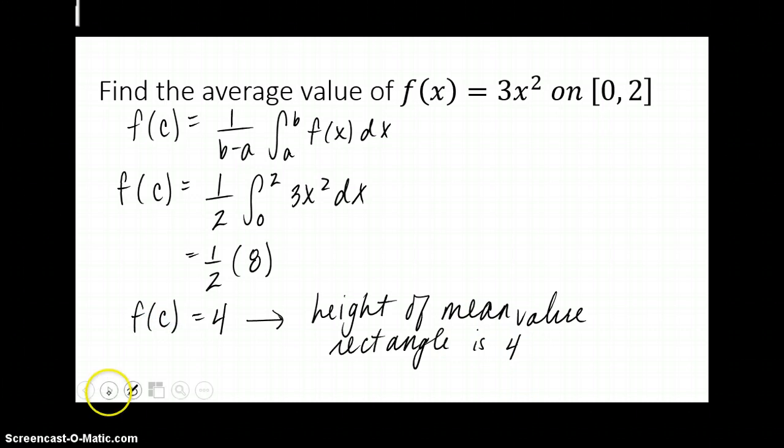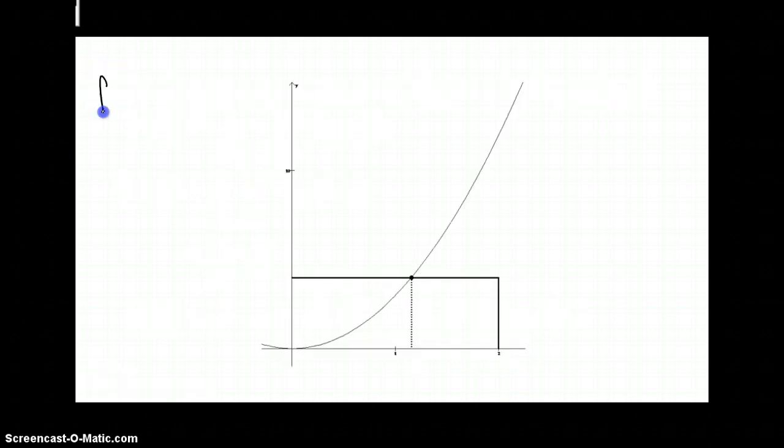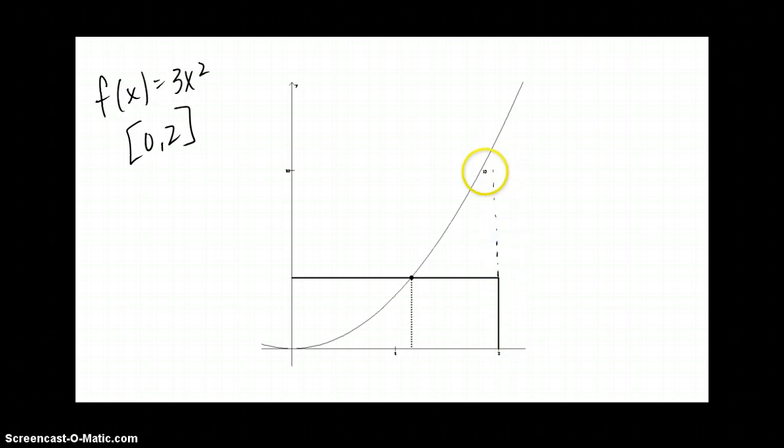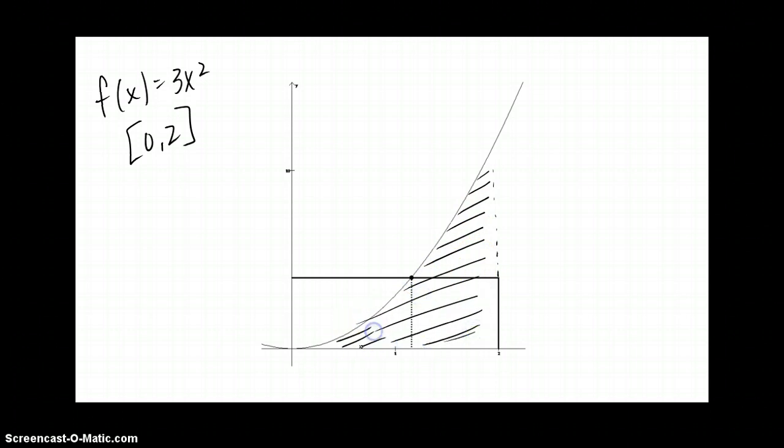Okay, so let's look at this graphically. The function given was 3x squared on the interval from 0 to 2. So if I look at that, here's 3x squared, and I'm only looking at the right-hand side. Okay, so there's the area of that region. This is my function, 3x squared, bounded between 0 and 2.